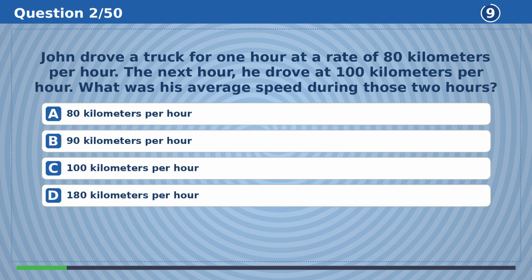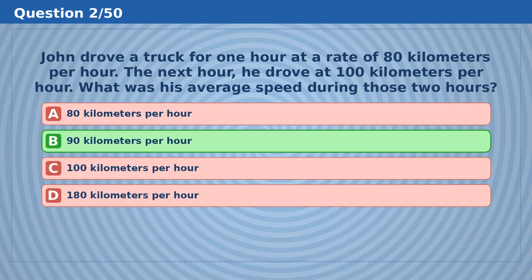John drove a truck for 1 hour at a rate of 80 kilometers per hour. The next hour, he drove at 100 kilometers per hour. What was his average speed during those 2 hours? The answer is B. 90 kilometers per hour.